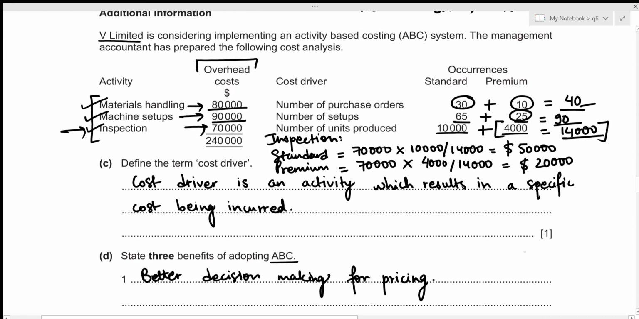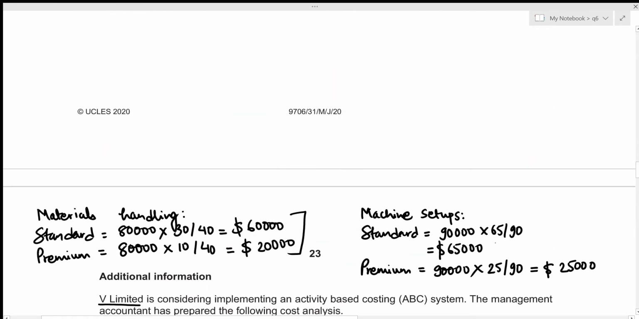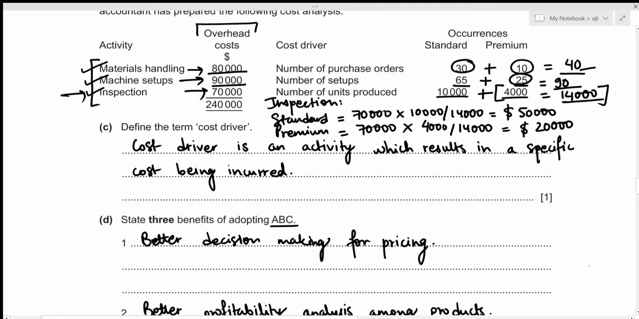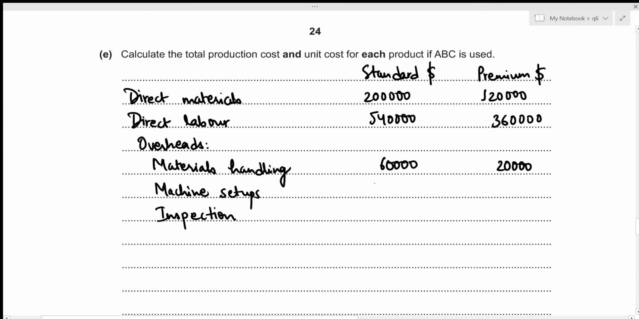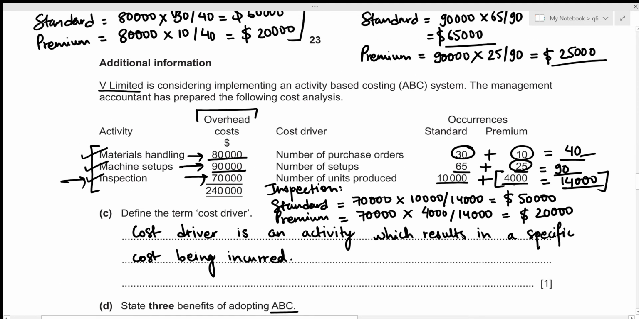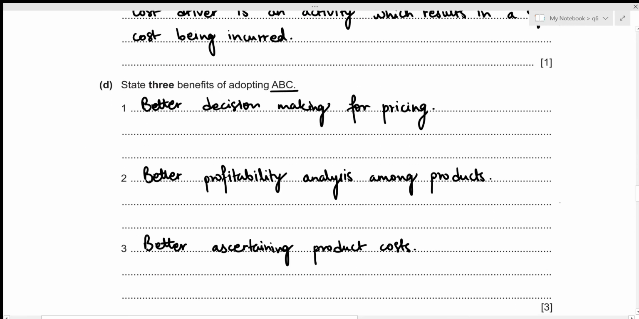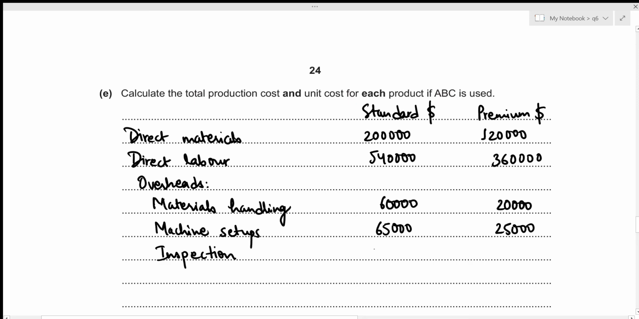Again, let's have a look for machine setups. We figured out for machine setups, the standard is going to have the value of 65,000, whereas premium is going to have the value of 25,000. Let's substitute these values. So that's 65,000 for standard and 25,000 for premium. And finally, we have our inspection, which we figured out to be 50,000 for standard and 20,000 for premium. Let's substitute this value as well. 50,000 and 20,000. Okay, now we can easily figure out our total production cost.